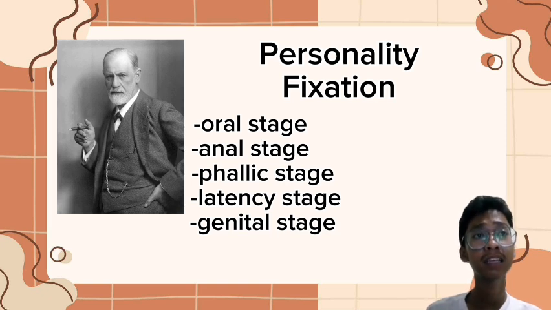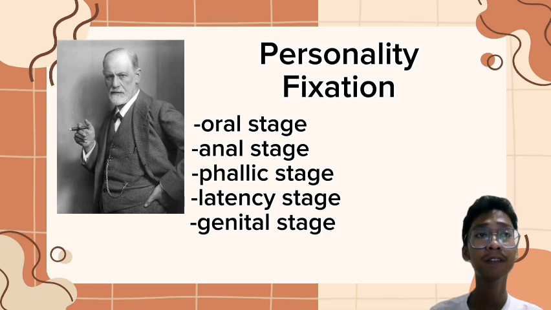Latency stage. Sexual urges are repressed as children focus on social interactions, school, and hobbies. Friendship becomes important, and the energy is directed toward developing skills and relationships, laying the groundwork for adult life. And lastly, the genital stage. This final stage marks the resurgence of sexual interest and the ability to form mature sexual relationships.